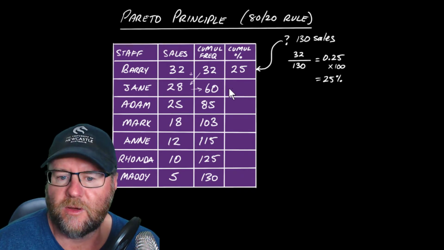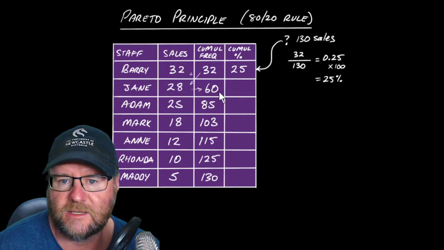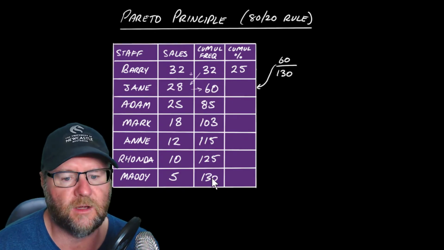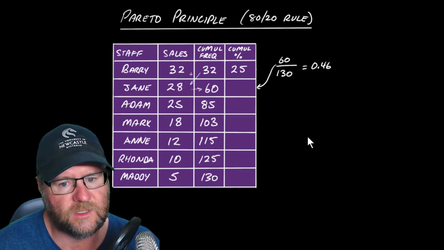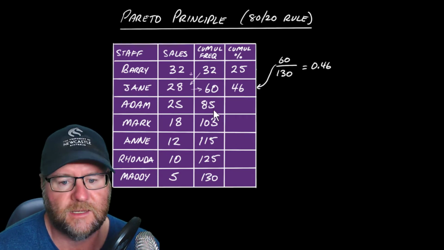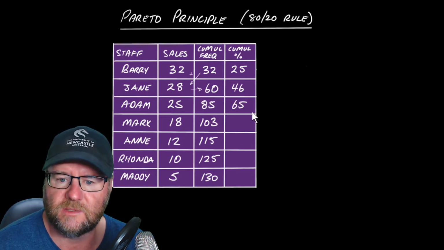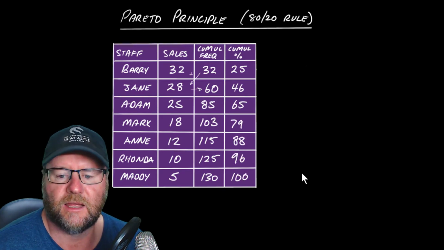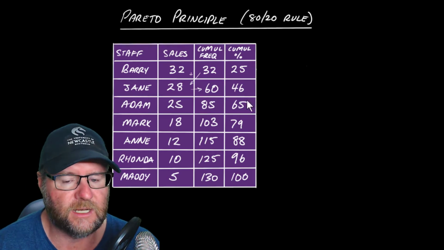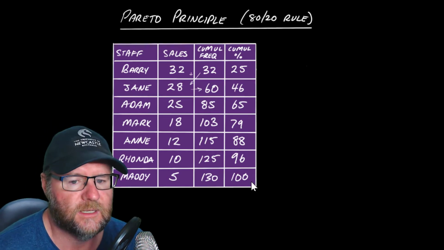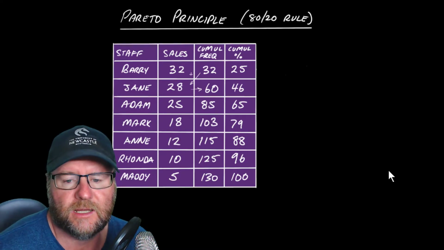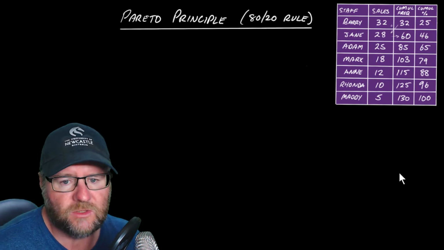Now, I'm going to repeat that process. At this point, my cumulative frequency is now 60. So it is 60 out of 130. At this point, 60 of the 130 sales, it's 0.46, and you can see that's 46%. If I repeat that same process, I'll do 85 over 130, which gets me 65%, etc., until I get to the bottom, which should always read 100%, because we've covered all of the scores. That is important because we're going to use that in our Pareto chart. So I'm going to move that off to the side, and let's draw up the Pareto chart.